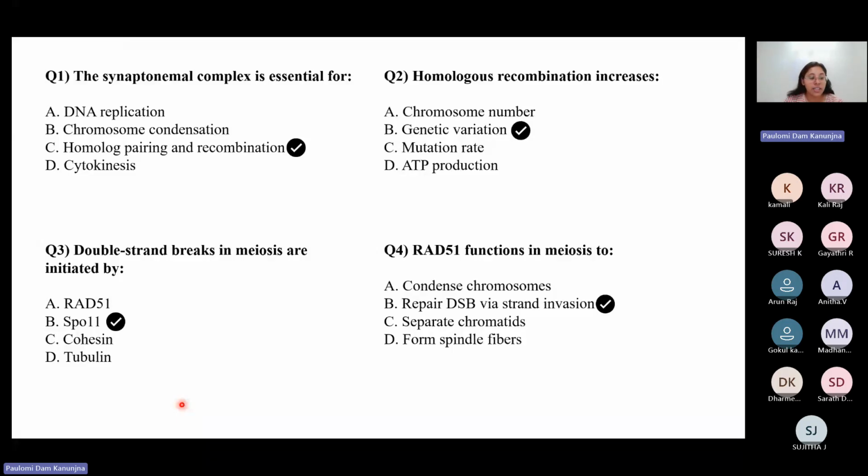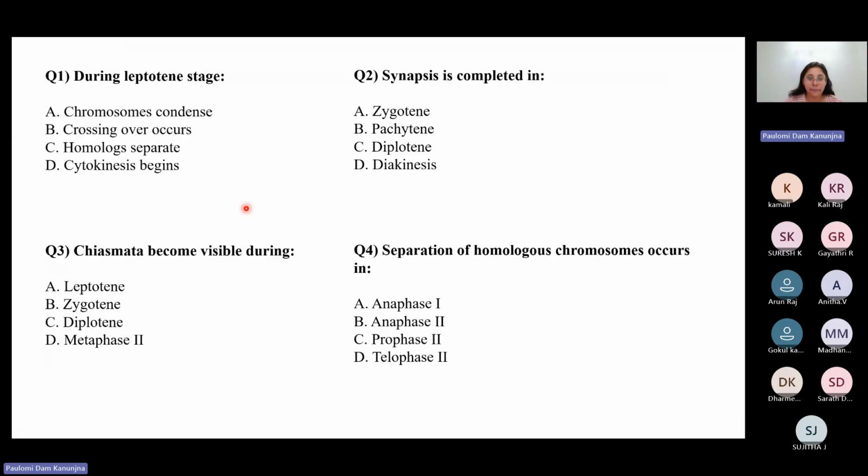Okay, next one. During the leptotene stage, what happens? Synapsis, so this is important. This basically tells you about the different stages and it also helps you revise quickly. Synapsis is completed in which stage? Chiasmata is visible in which stage? When do we actually see the chiasmata forming? And separation of the homologous chromosomes occurs during which phase? Okay, a minute on this and then we move ahead.